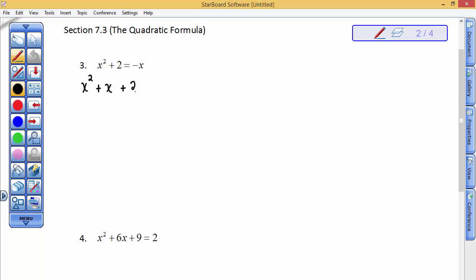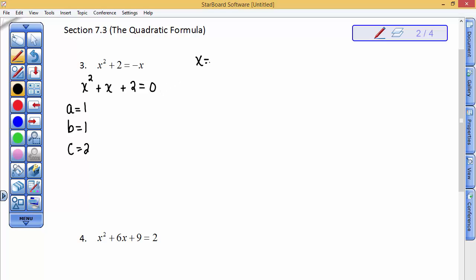Please, you have to put this in descending order. So you have to have your x squared term first, then your x term, then your constant. So you can easily see your a value, your b value, which is 1, and your c value, which is 2, in order. So you can see this 1, and this 2. It must be in this order. You must have 0 on one side.